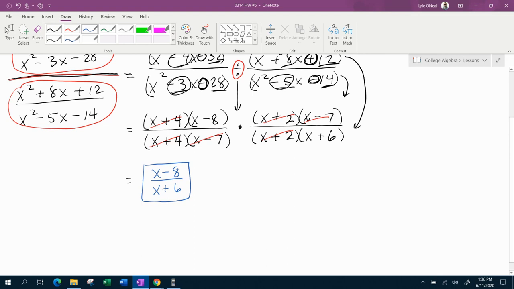Remember that you cannot cancel these x's because they are terms. The x plus 4s, remember those can cancel because they're factors. They're being multiplied by other stuff. These x's are not being multiplied, so you can't cancel them. So this is my final answer.